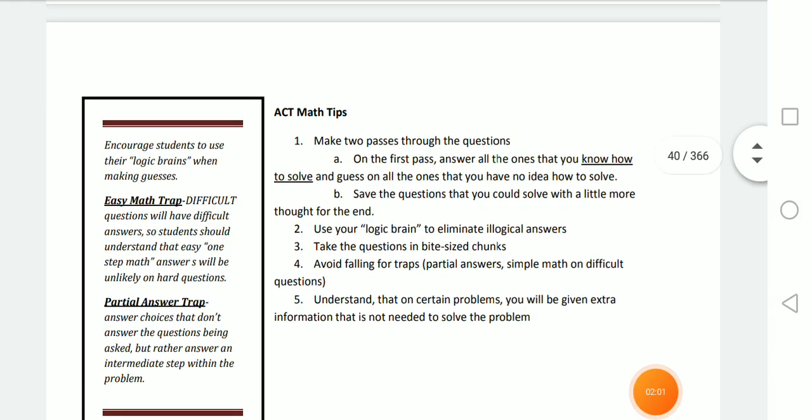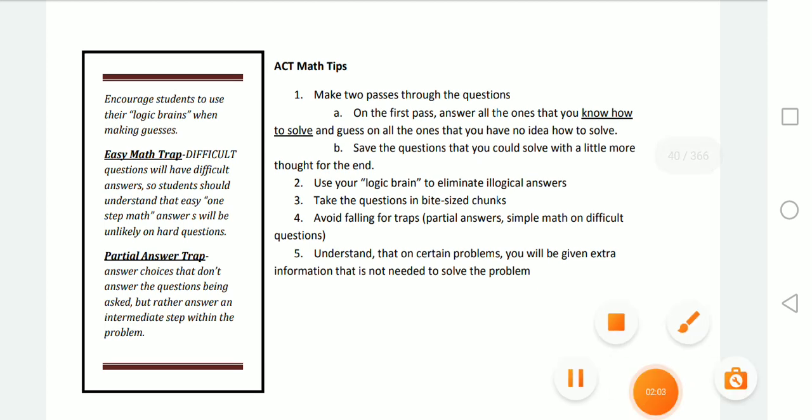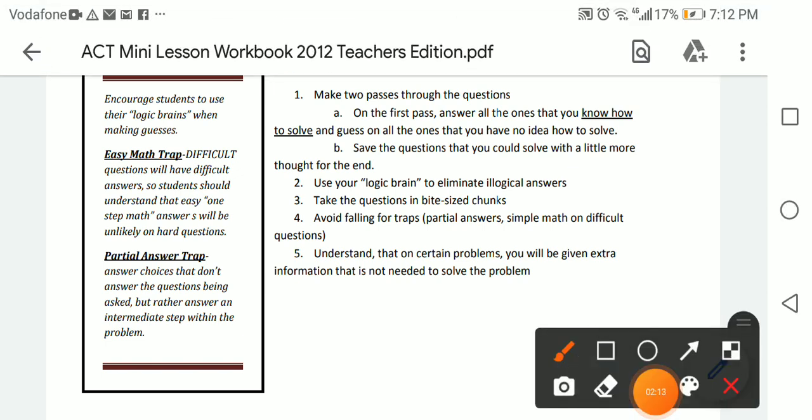I have here some tips on how to solve the ACT math questions. You can make 2 passes through the questions. On the first pass, answer the ones that are easy to solve, and guess on all the ones that you have no idea how to solve. Save the questions that you could solve with a little more thought for the end. The more difficult ones, leave for the end of the exam.